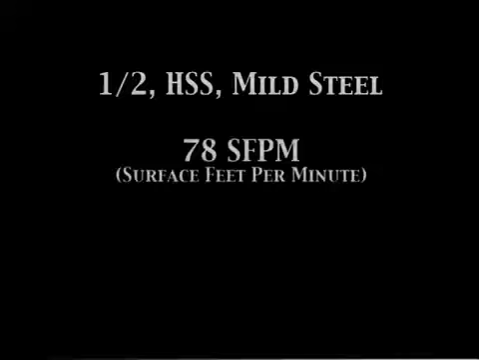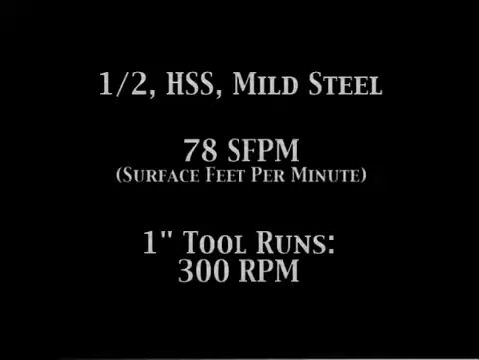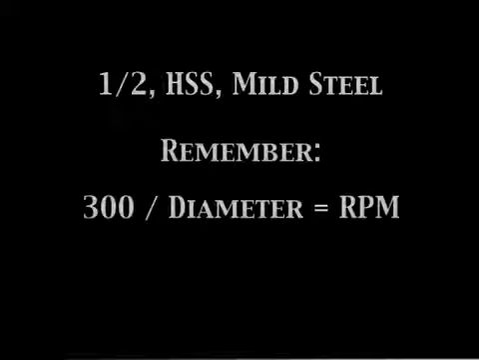Let's say that our tool is a half-inch high-speed steel cutter cutting mild steel. This is the most common application in an educational environment. This works well at 78 surface feet per minute. It is worth remembering a shortcut formula for 78 surface feet per minute. To maintain that, a 1-inch cutter would have to run 300 RPMs. That makes 300 a key number to remember because 300 divided by the cutter diameter equals the RPM that results in 78 surface feet per minute.